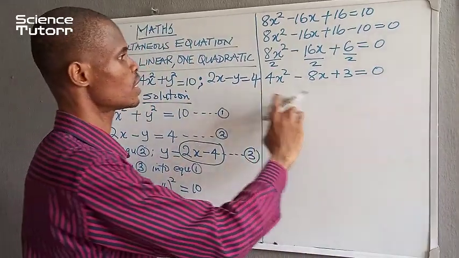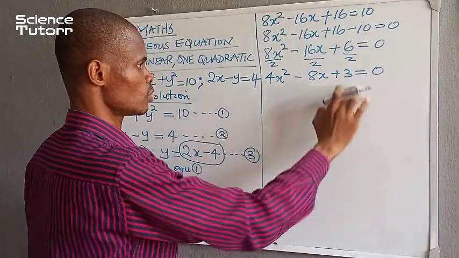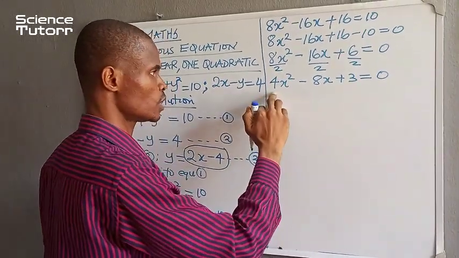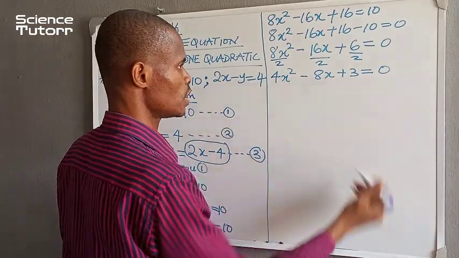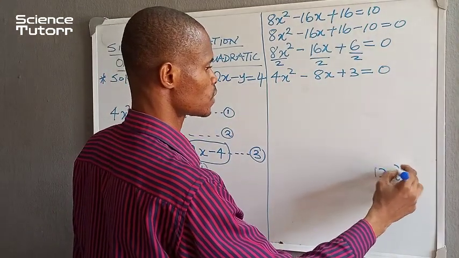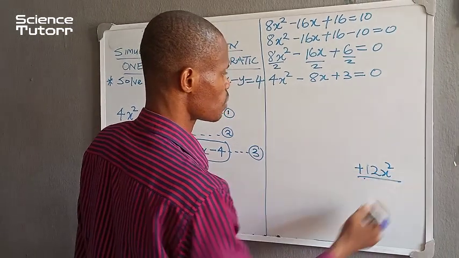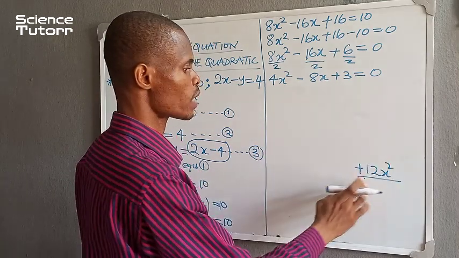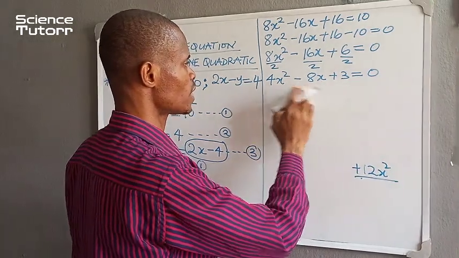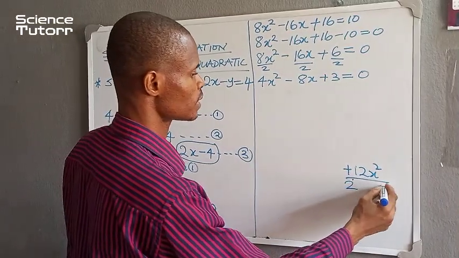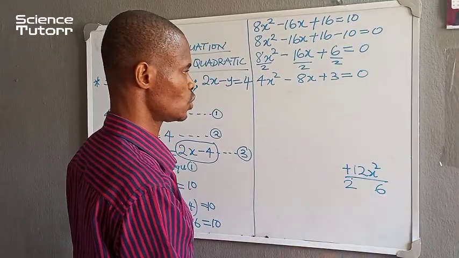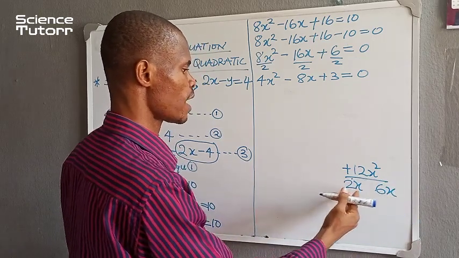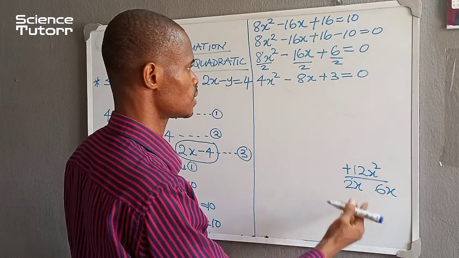Now at this point we have a quadratic equation to solve. Remember we did quadratic equation some time ago. How do we go about it? The first times the last gives us 12x squared. So we look for two numbers that will multiply to give us plus 12, and when we add both of them, it's going to give us minus 8. So that means we have 2 and 6. 2 times 6 is 12. 2x and 6x gives us 12. 2x plus 6x gives us 8.